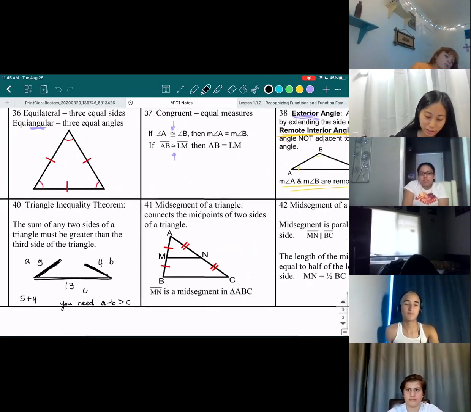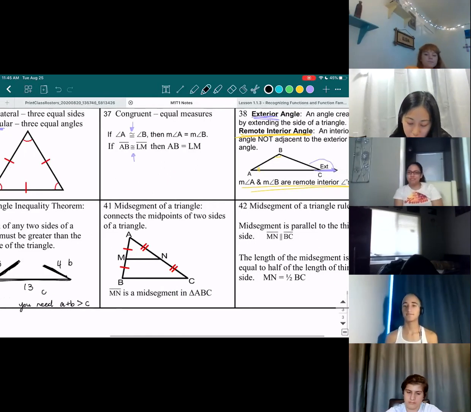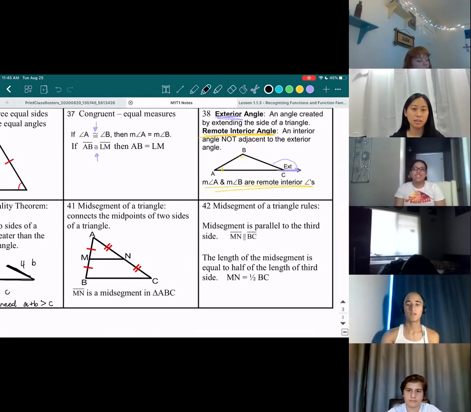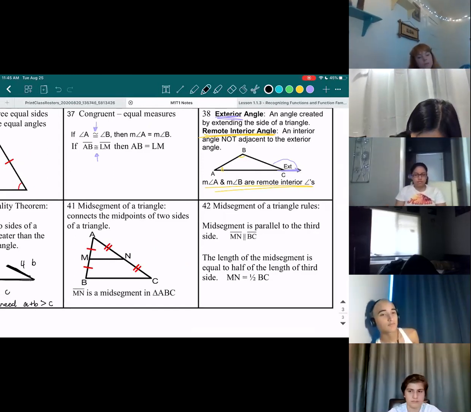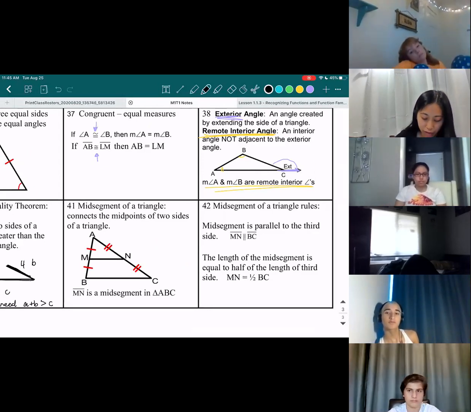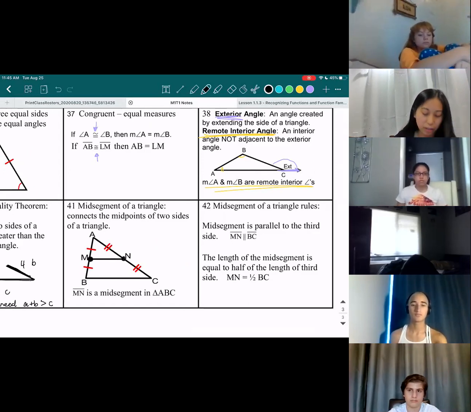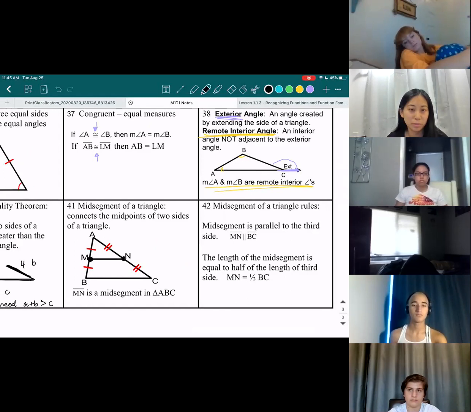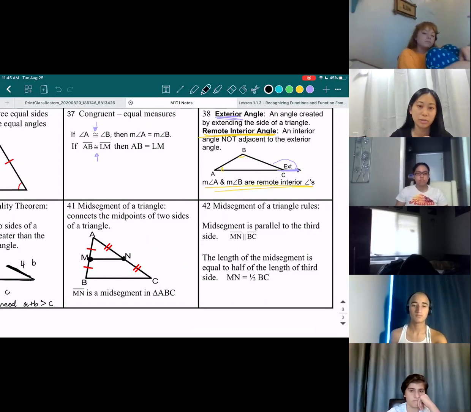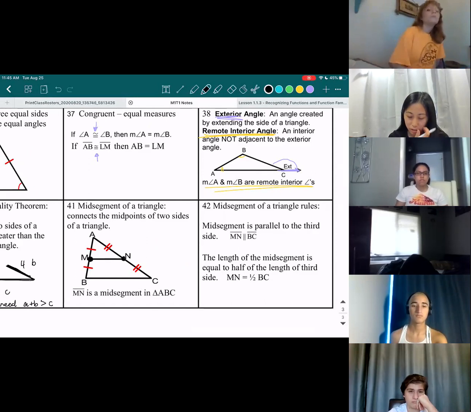Let's go to the next one, mid-segments of a triangle. We already talked about a mid-segment being the connection of the midpoints. It connects the midpoints of two sides of a triangle. So on AB, you find your midpoint M. On AC, you find the midpoint N, and you connect them. That is a mid-segment, the first thing we talked about in today's notes. So MN, connecting M and N, is your mid-segment in triangle ABC. That is one of the mid-segments that you have.